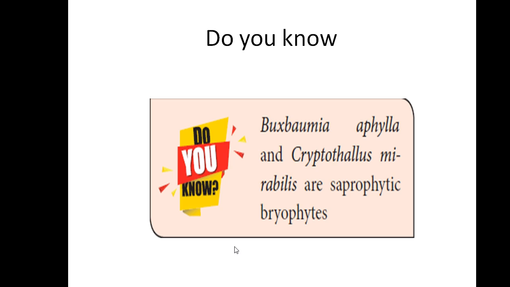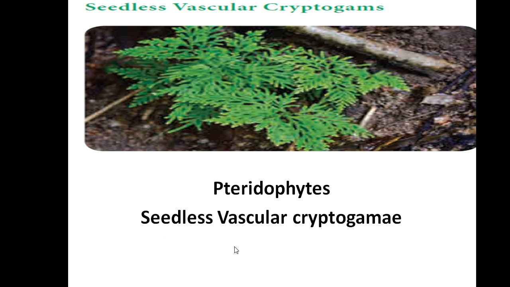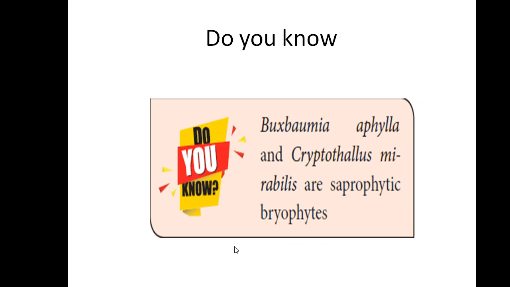Next, do you know Buxbaumia, Aneura and Cryptothallus mirabilis are saprophytic bryophytes. That is, Buxbaumia, Aneura and Cryptothallus mirabilis are saprophytic bryophytes. So this is about your bryophytes.